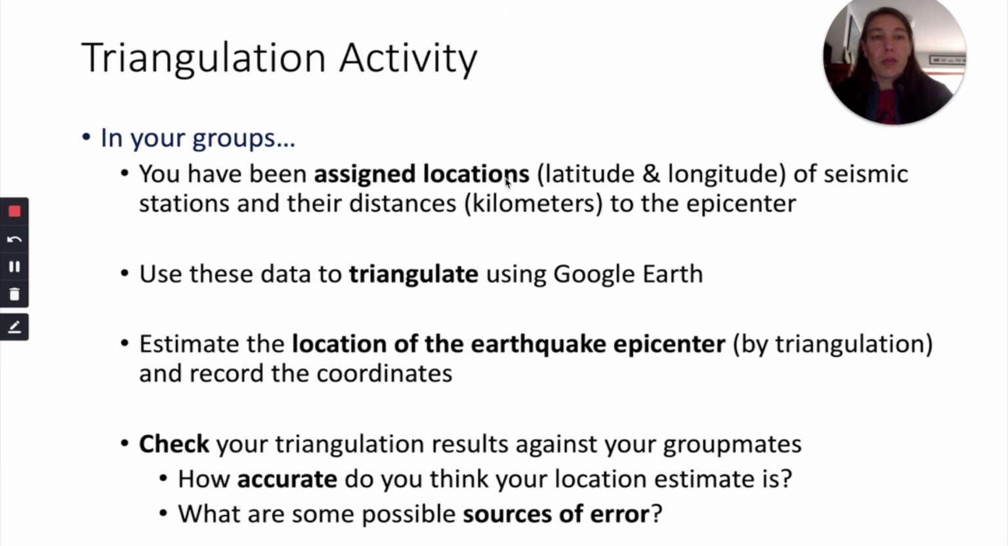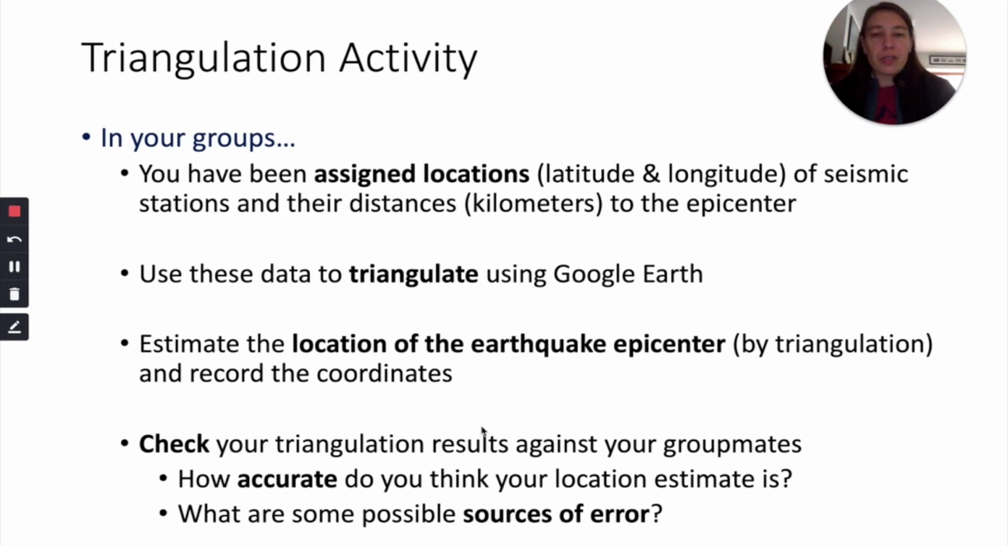You have more than 3. This is because this will increase your accuracy, and that is something that you'll reflect on later on in the lab. So after you draw your circles, you'll triangulate the location of the epicenter using Google Earth and then estimate this location, recording the coordinates in latitude and longitude for your lab.